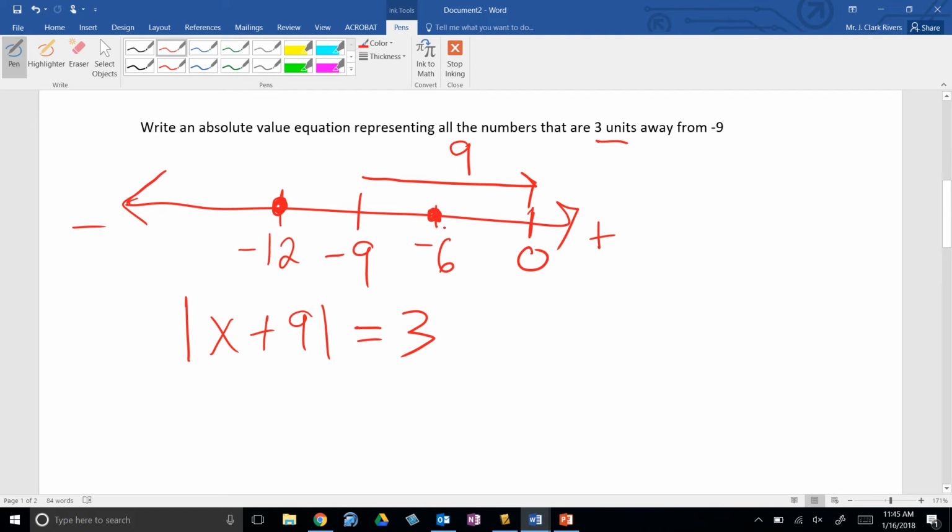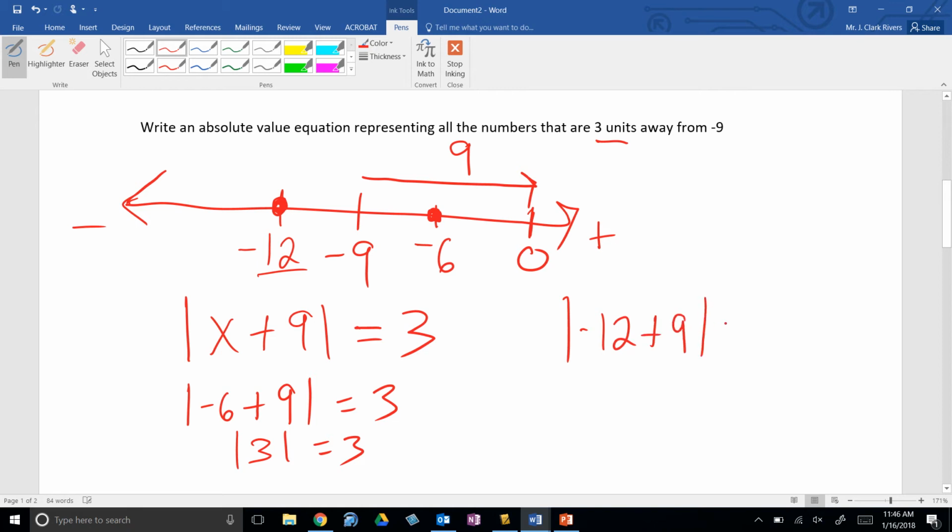We can check it out here. -6, plug that in, the absolute value of -6 plus 9, is that equal to 3? Well, this becomes 3, and that is in fact equal to 3. The other one, the absolute value of, instead of x, we plug in -12. -12 plus 9 should give us 3, right? I just plugged into this equation here. This is the absolute value of -3, which is equal to 3. So that checks out as well.